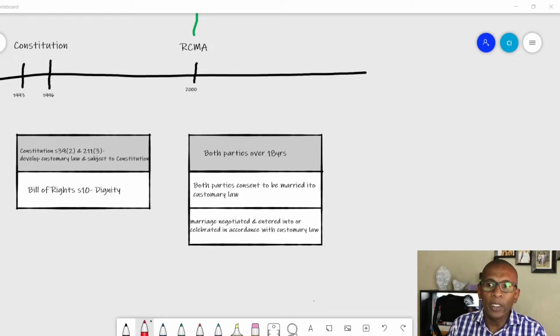So as much as we go through the rules, for example, based on the Recognition of Customary Marriages Act, the RCMA, we always have to be mindful of the Constitution, because it's always the guiding supreme law in our country. And another one worth mentioning, and we'll do a case on it later on, is the Bill of Rights within the Constitution, where Section 10 talks about the right to dignity.